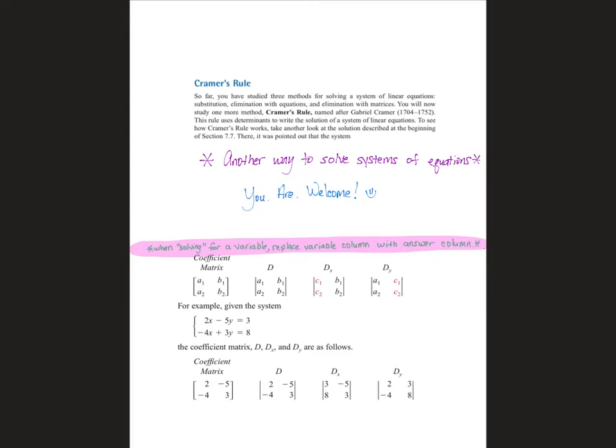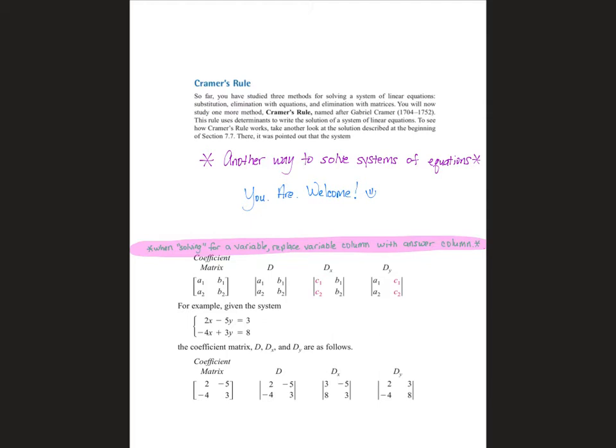This is 7.8, and like I said, we're just going to find the determinant a bunch of times. This is another way to solve systems of equations. So we've learned elimination, substitution, Gauss-Jordan. Okay, so just a different way of solving systems of equations.